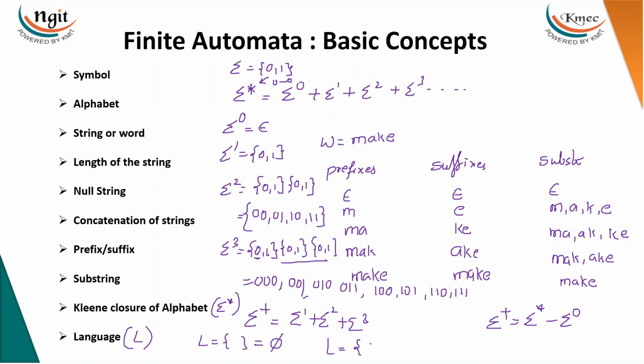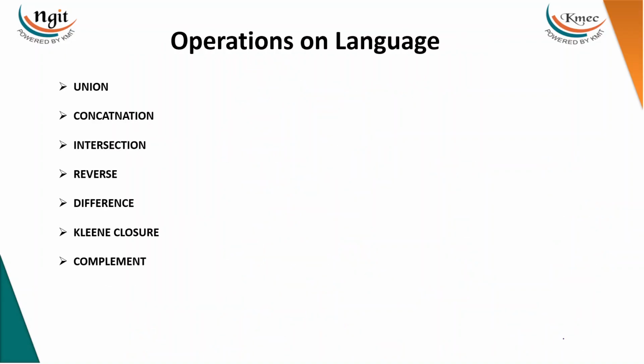Sometimes it may have a finite number of strings, like two strings. Sometimes it may have an infinite number of strings, like 0, 00, 000, 01, 0, and so on. And we have some operations. We can perform some operations on languages. For example, if I take a language L1 equivalent to {0, 10} and L2 equivalent to {1, 01, 1}.